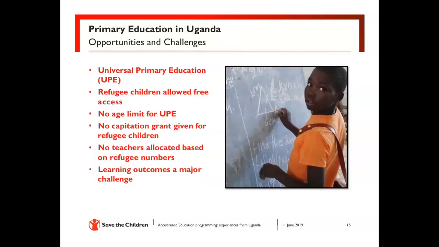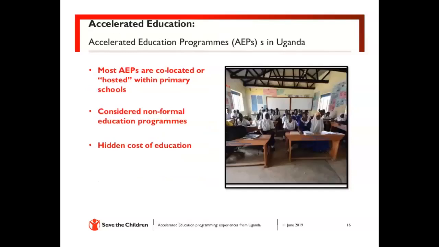When we begin to look at accelerated education programs within Uganda, this gives you some of the background, because most AEPs in Uganda, across the various partners implementing accelerated education programs, are hosted or co-located within formal primary schools. This was done for sustainability purposes, also for better utilization of resources, and supervision from head teachers of formal primary schools, also supporting accelerated education program teachers. But although they're hosted in formal primary schools, AEPs in Uganda are considered non-formal education programs.